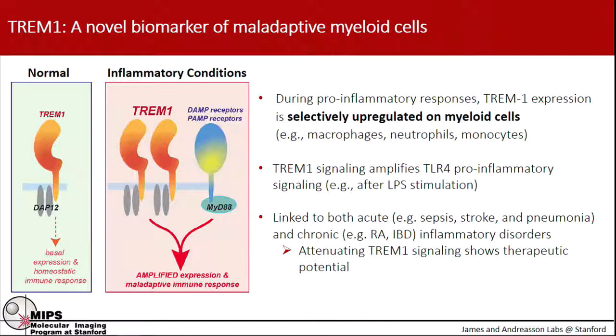And what's interesting is when you attenuate TREM1 signaling, either pharmacologically or genetically, you definitely see a resolution of inflammatory disorders. So that's been shown in IBD and sepsis, and we've now shown it in MS models.